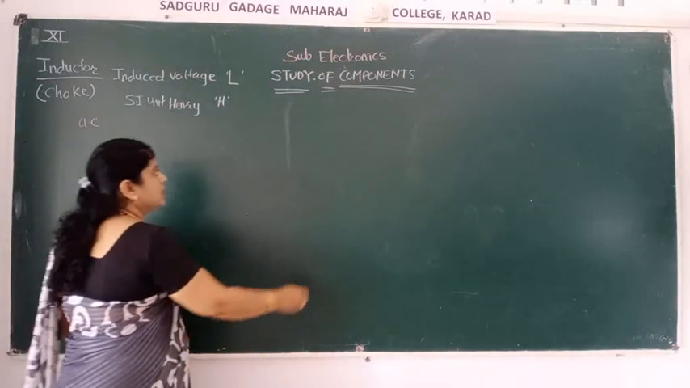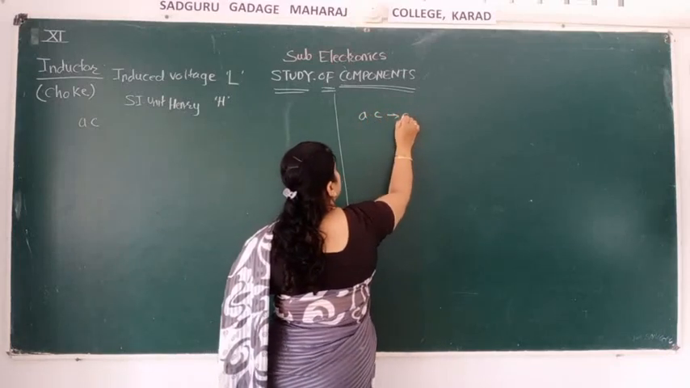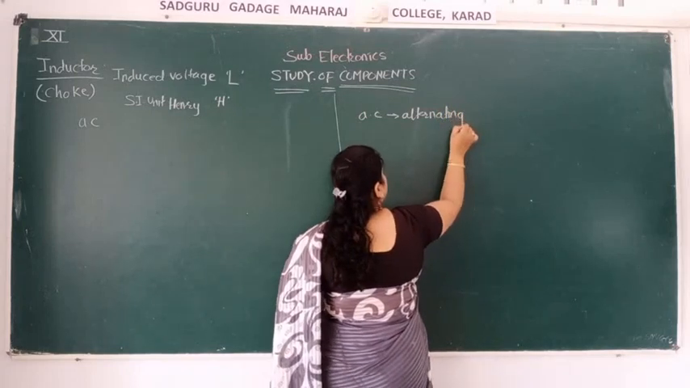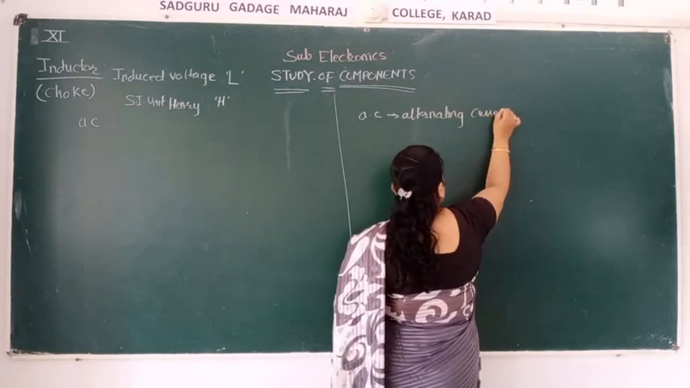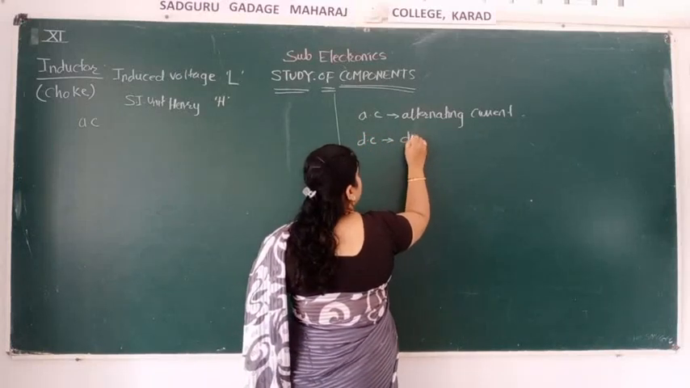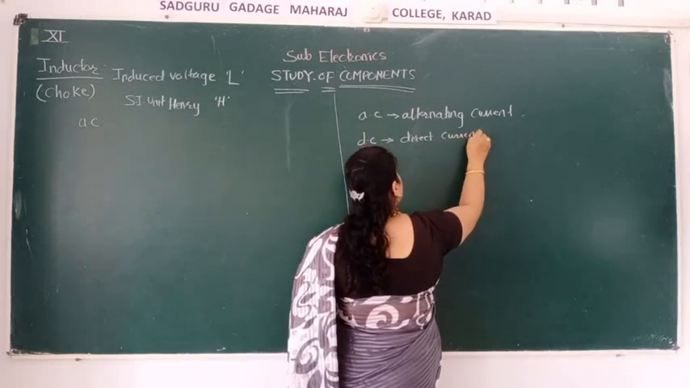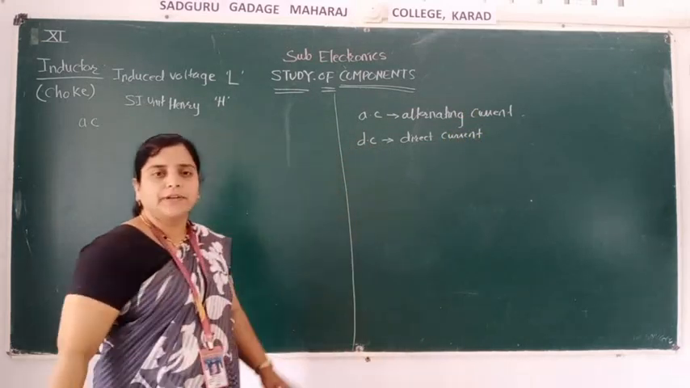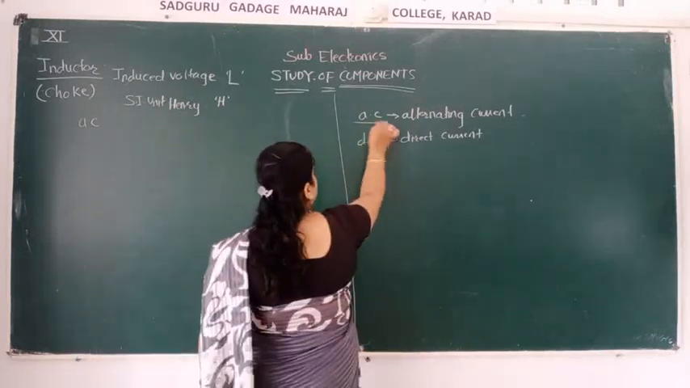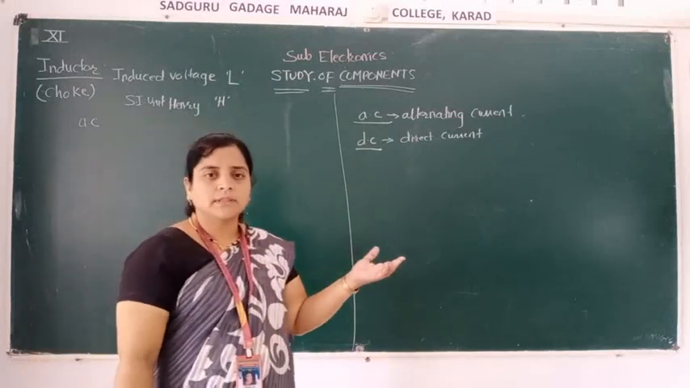You know AC and DC? AC means alternating current, and DC means direct current. Alternating current and direct current. What is the difference between AC and DC? AC means alternating current. DC means direct current.